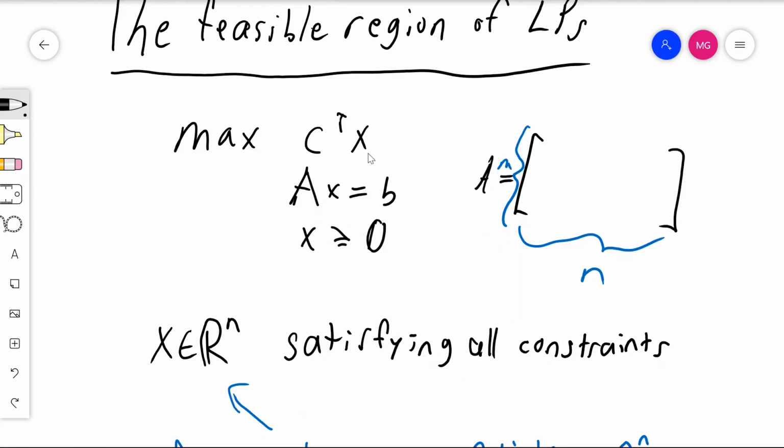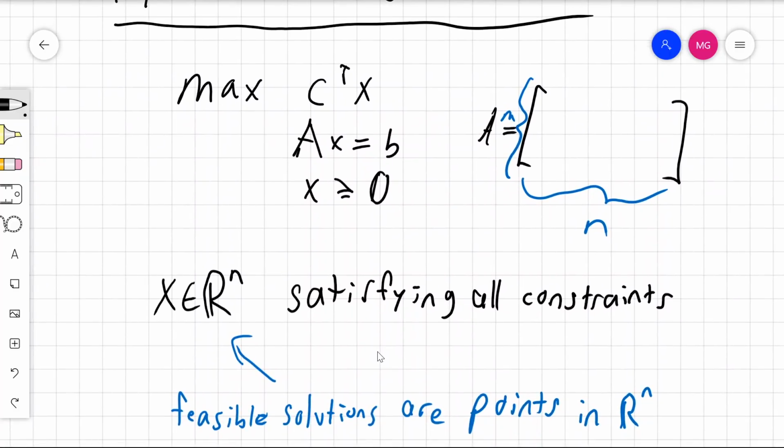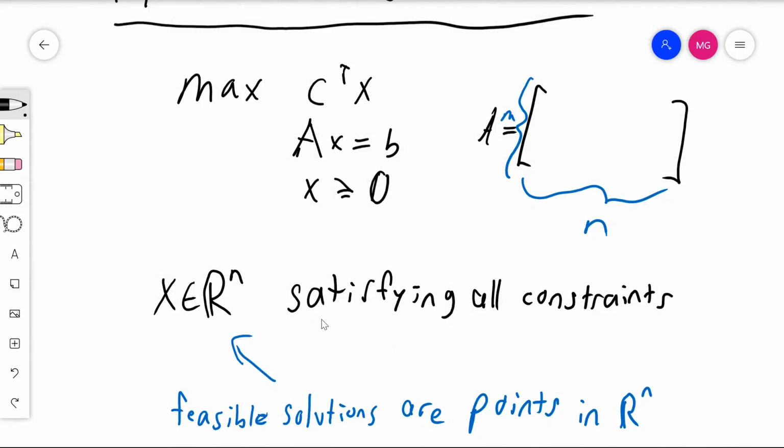We're going to be dropping this format. This is standard equality form, and we're going to be going to a different format for the perspective of geometry. So we'll get there in just a second. But the point I first want to make is that if you consider a point x in Rn, which satisfies all of the constraints, so Ax = b and x is non-negative, then that would be a feasible solution to the linear program.